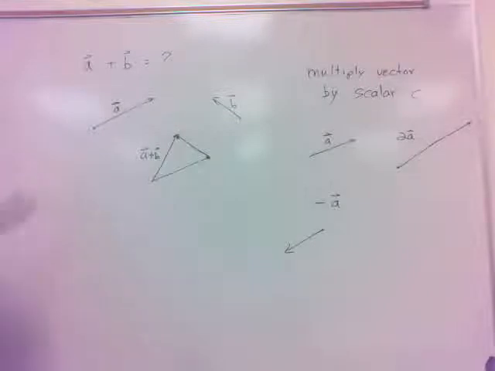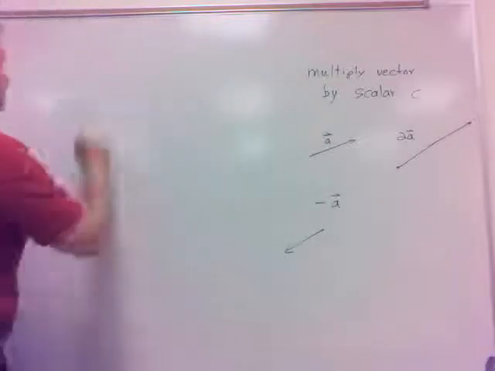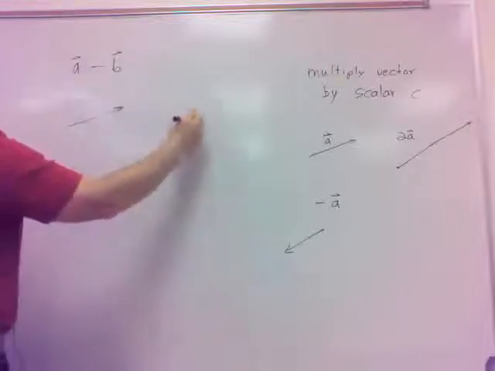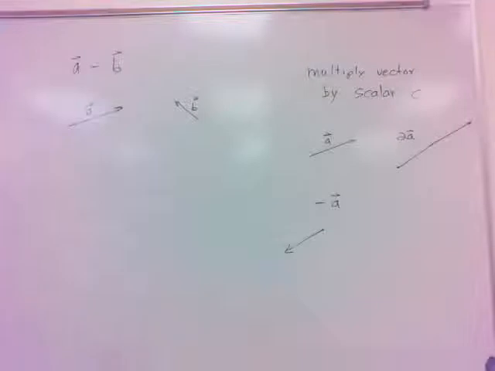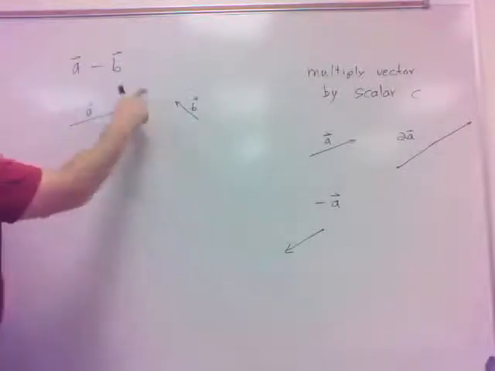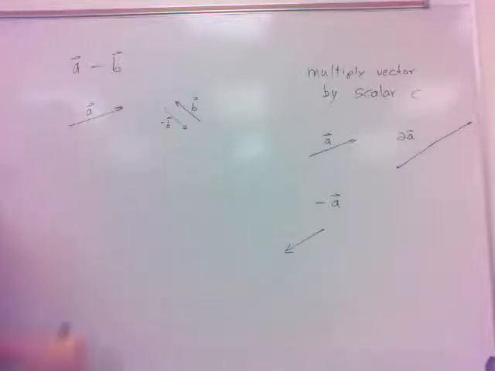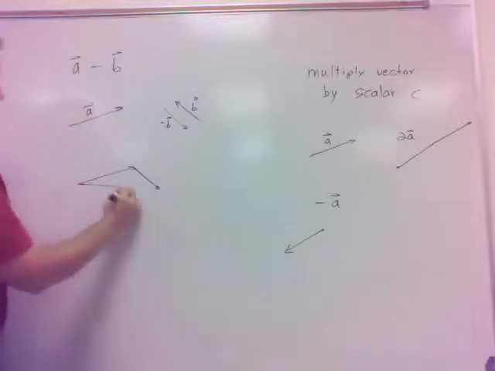So that means if we have A minus B, here's A, here's B. The minus B would reverse that, so it would go that way. And so if I put A together with minus B, then I get that. That's one way to do it.